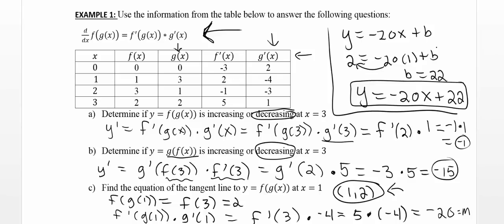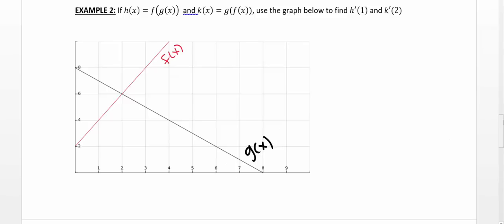Let's look at another example. Example 2. If h of x equals f of g of x and k of x equals g of f of x, use the graph below to find h prime of 1 and k prime of 2. So let's start with h prime of 1.